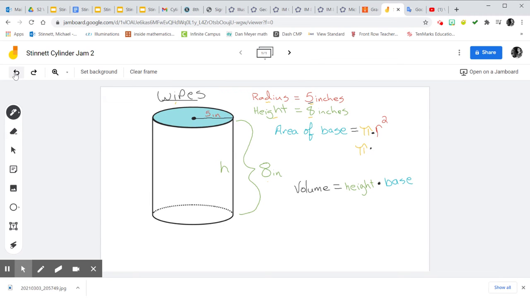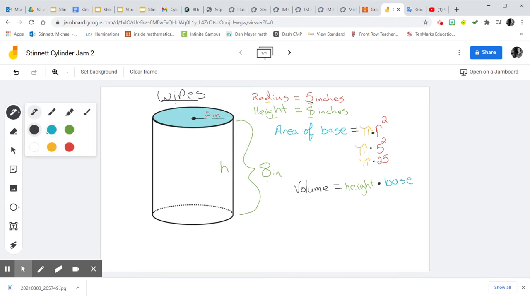Oh, sorry, guys, go back. I want to change that, keep it the same color. So 5 to the second power, right? And so then we know 5 to the second power really means 5 times 5. So 5 times 5 is 25, all right? And again, we're just going to keep pi there. We'll just bring pi down, and we're just going to multiply it times 25, all right? So then it's pi times 25.